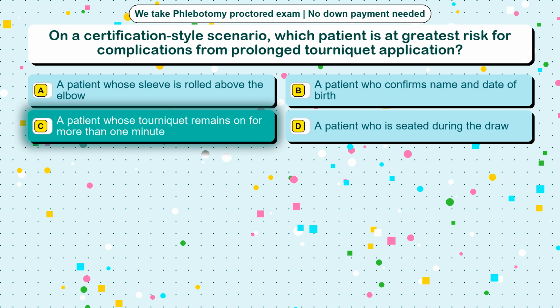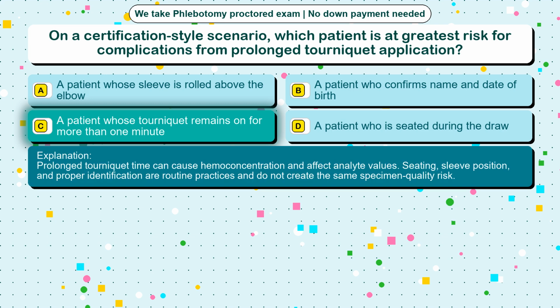A patient whose tourniquet remains on for more than 1 minute. Prolonged tourniquet time can cause hemoconcentration and affect analyte values. Seating, sleeve position, and proper identification are routine practices and do not create the same specimen quality risk.